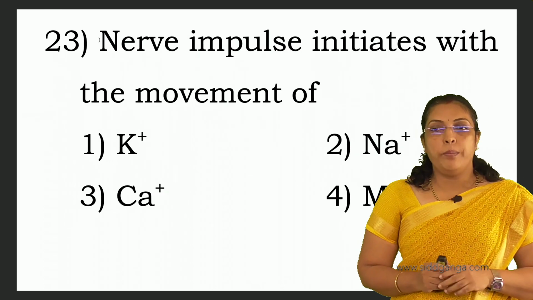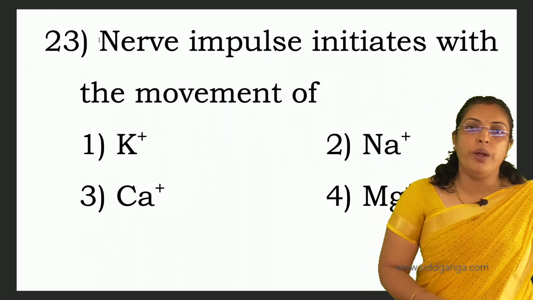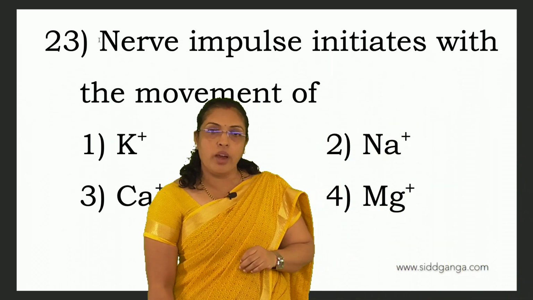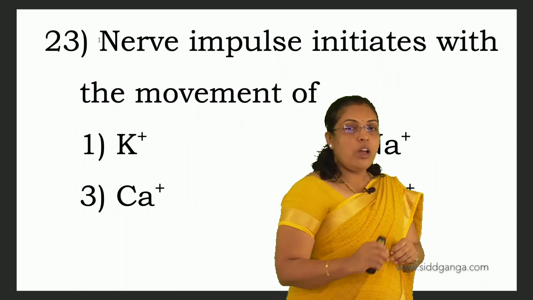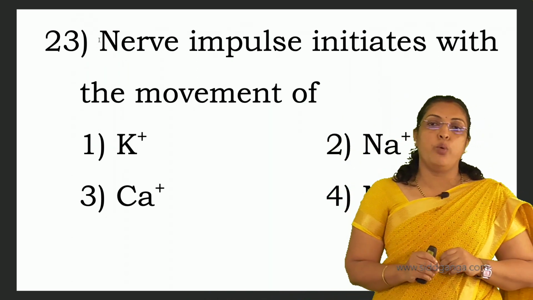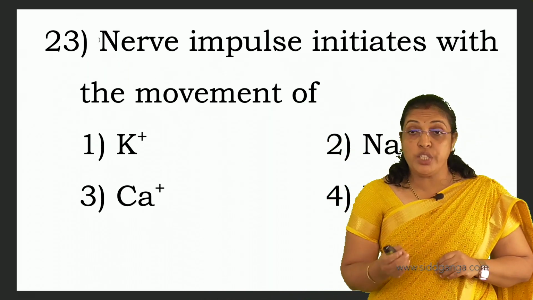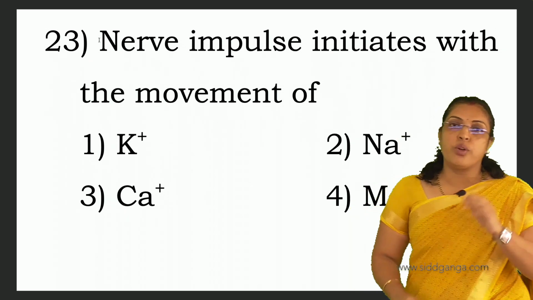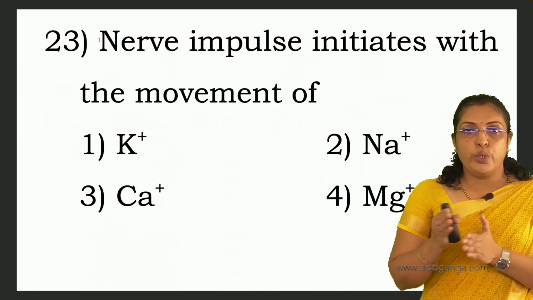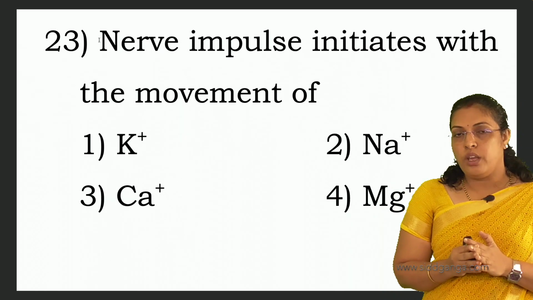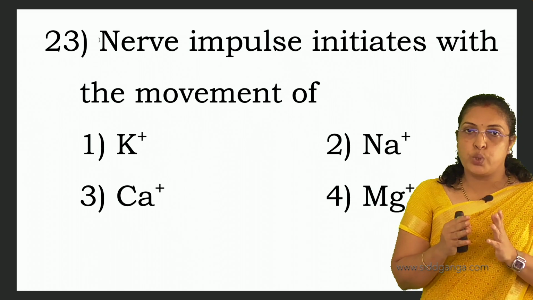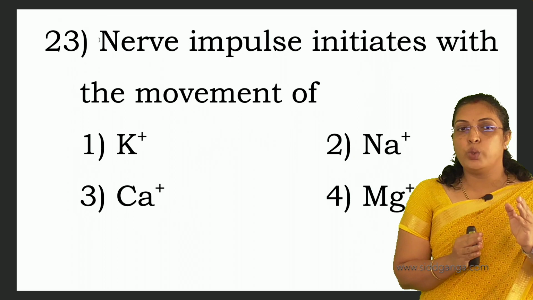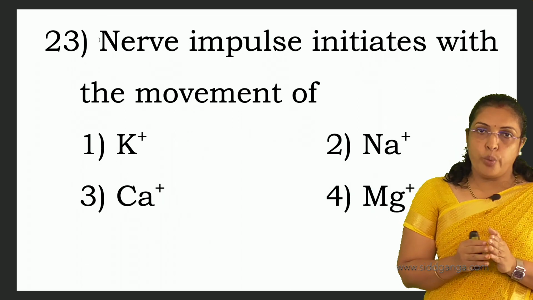Nerve impulse initiates with the movement of, they have given, potassium, sodium, calcium and magnesium. We know that nerve impulse initiates, means generates, with a movement of sodium ions from the extracellular fluid to intracellular fluid when voltage gated channels for sodium are opened when a stimulus is applied. Due to this, for the 23rd, second is the option.